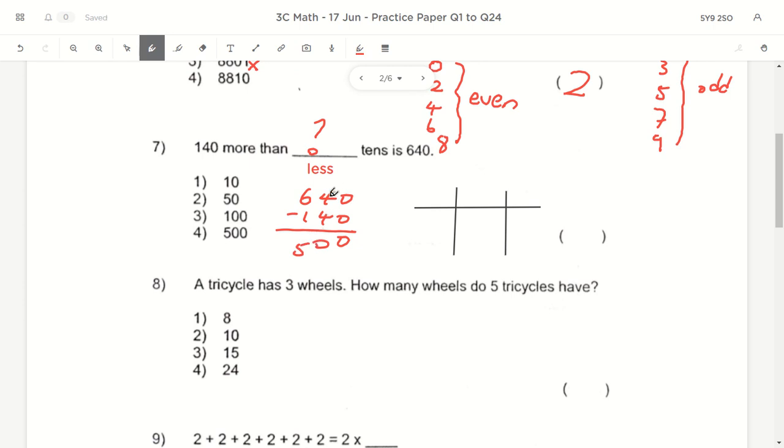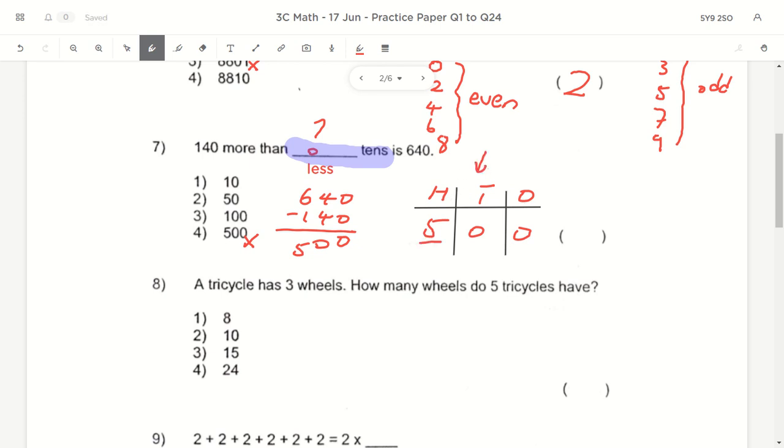A lot of you, when you see this 500, see straight away the answer is 4. It's not 4, because I'm not asking you for the amount here. I'm asking you how many tens make 500 ones. So let's do the place value chart. This is ones, this is tens, this is hundreds, this is 500. I know 140 more than 500 is 640, but I don't want to know the number. I want to know how many tens are there.